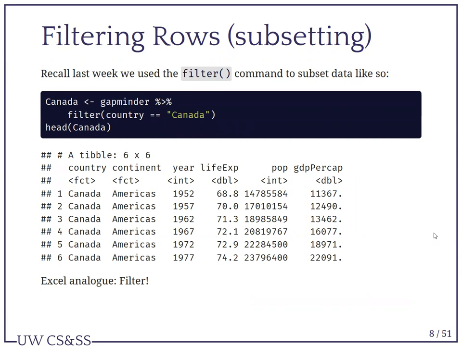Recall last week, we used the filter command to subset data like this. We could make, for instance, this Canada object from the gapminder data, and then just filter to country where values are the same thing as Canada. You might be very familiar with this if you use Excel. That was also called filter in Excel.